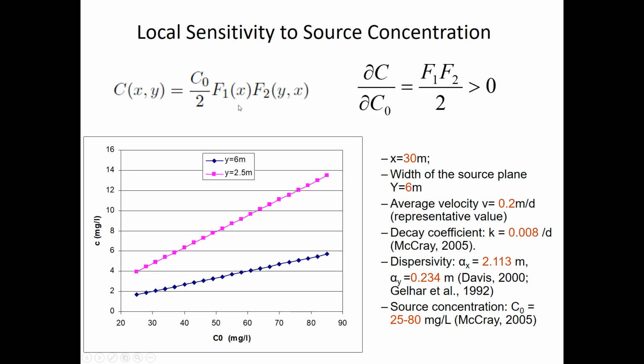And this is a sensitivity. We call this a local sensitivity, and this is different from global. We use local sensitivity simply for illustration. So what does local sensitivity mean? Say here, we want to see the importance of the source plane concentration to the simulated concentration at location x, y, right? And then we take x, y. We say we're going to simulate the concentration at x equal to 30, and then the width we take is 6, but we show the concentration at two y values, y equal to 2.5 and y equal to 6.